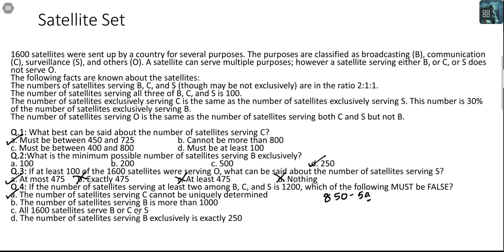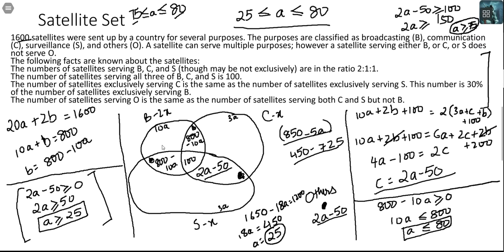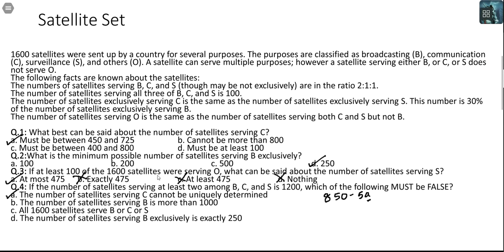The number of satellites serving B is more than 1000. Let's see if the number of satellites serving B is more than 1000. If C was 850 minus 5a, B should be 1700 minus 10a, twice of C. a is 25, so yes, it is more than 1000. So this is not false. This will not be the answer.